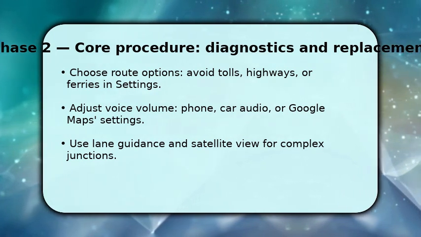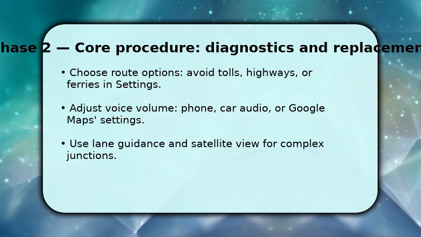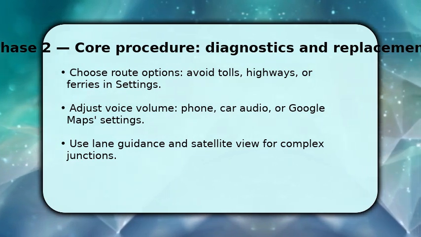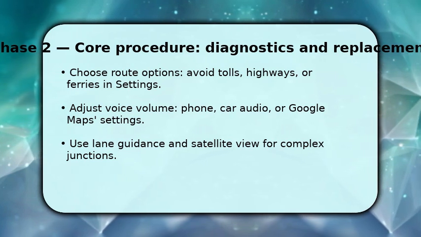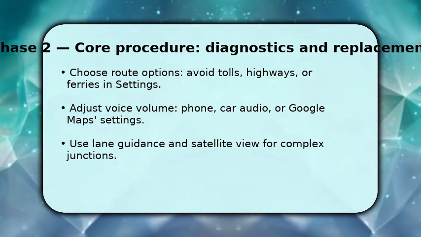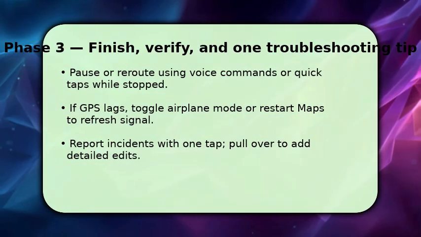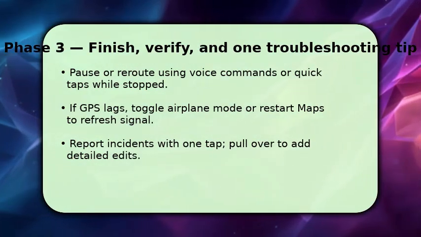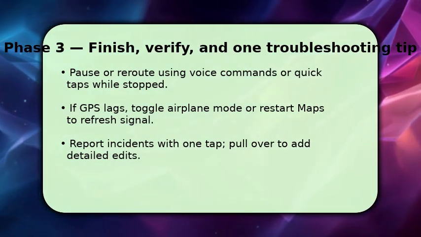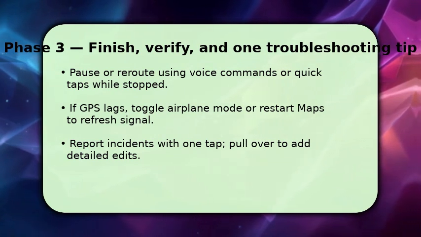Use lane guidance and satellite view for complex interchanges. They help you choose the correct lane and reduce last-minute lane changes. This minimizes stress and keeps the trip safer. You follow prompts and accept small course changes. Use voice commands to reroute or add stops so you never type while driving.